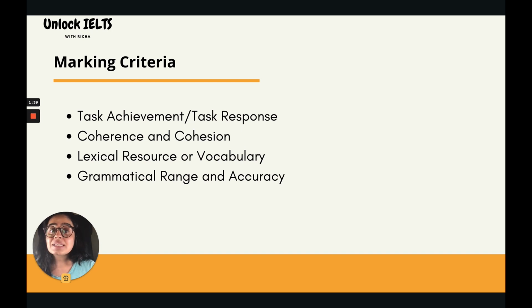Third parameter is lexical resource or vocabulary. In this, you need to prove yourself that you are comfortable in the usage of different words. And lastly, it's all about grammatical range and accuracy. And here, you need to prove yourself once again that you are comfortable with the different grammatical structures. In order to understand the marking criteria in detail for both general training as well as academic, you can refer to the links given in the description of this video.